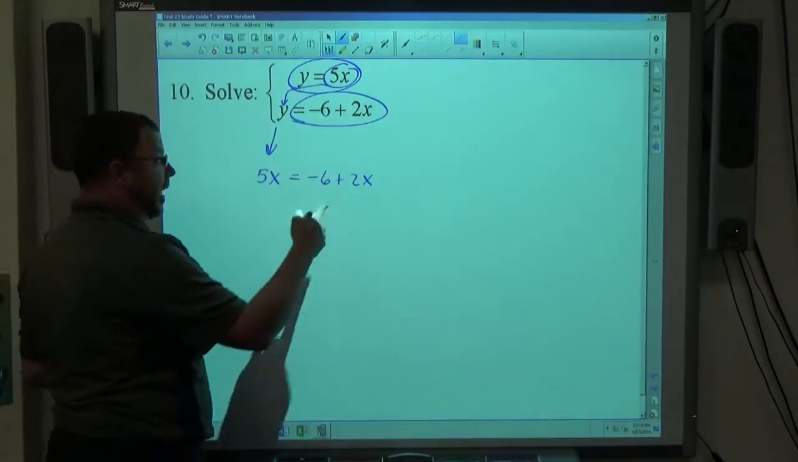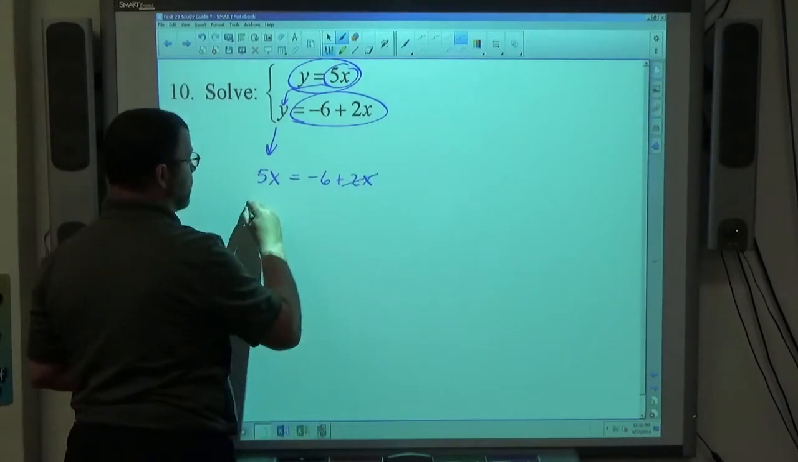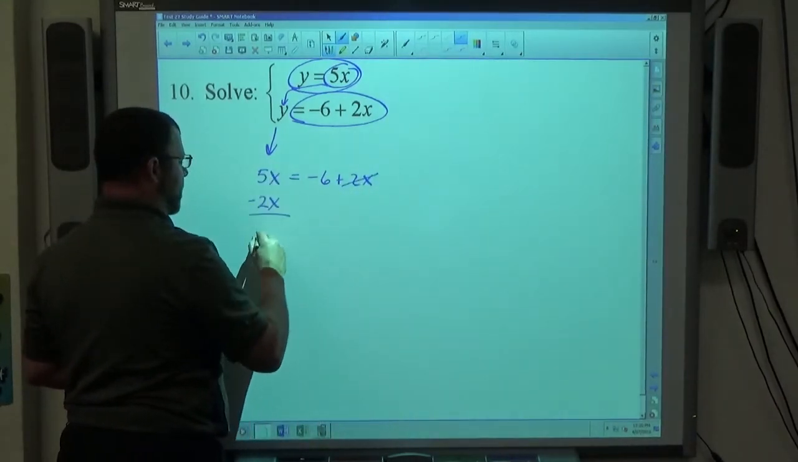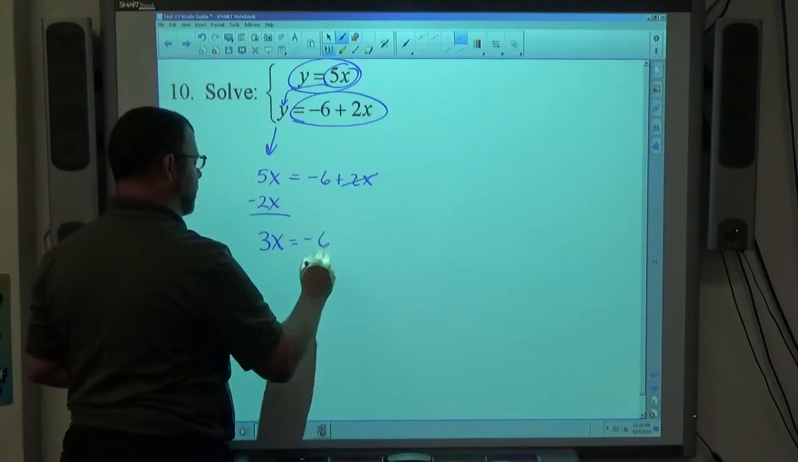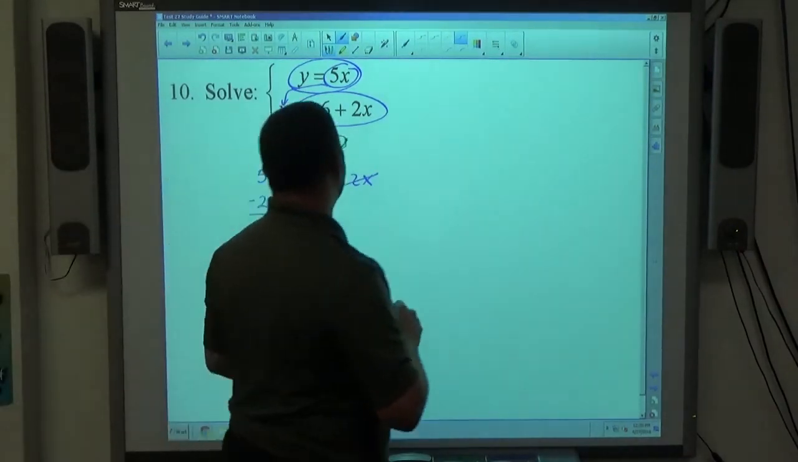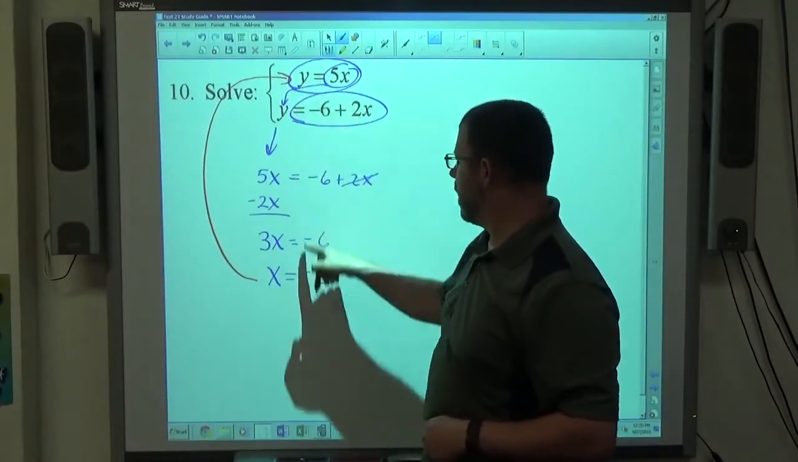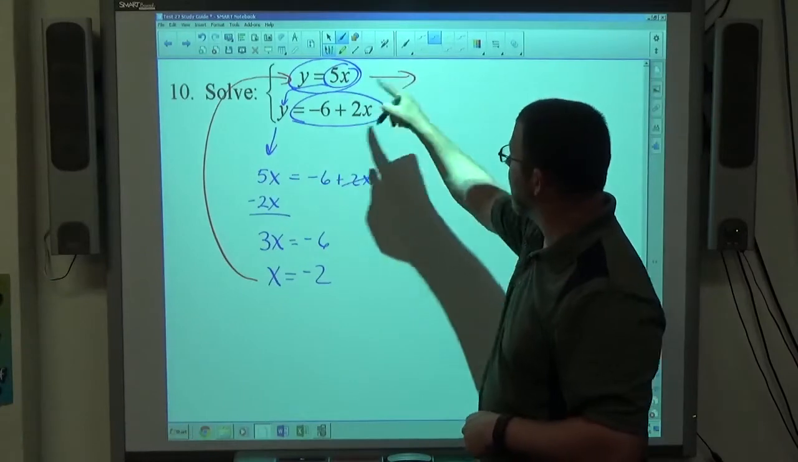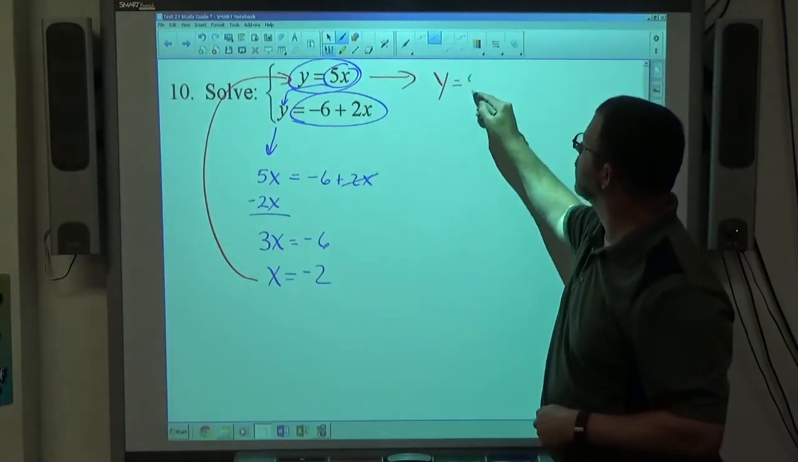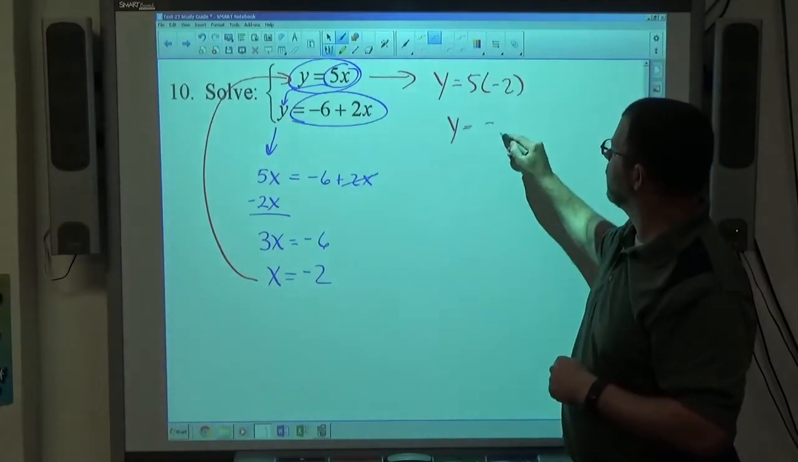Now I'm down to a single variable, x, in my equation, so move the 2x over. 5x minus 2x is 3x, which equals -6. Divide, we get x equals -2. Once I know what x equals, then I go back to one of the two equations. Take your pick. That says y equals 5x. Y equals 5 times x, which we just found to be negative 2. So y is equal to negative 10.